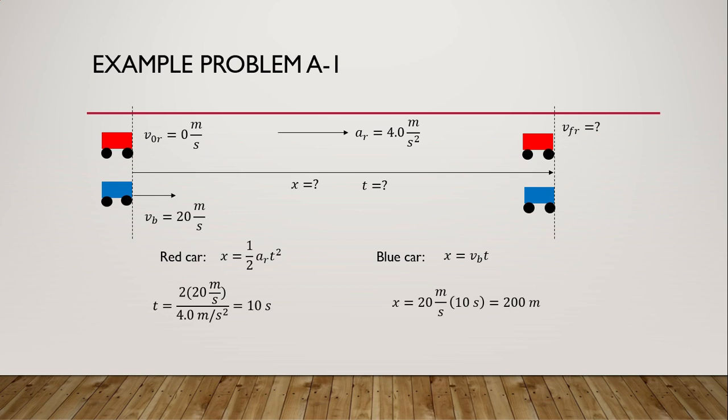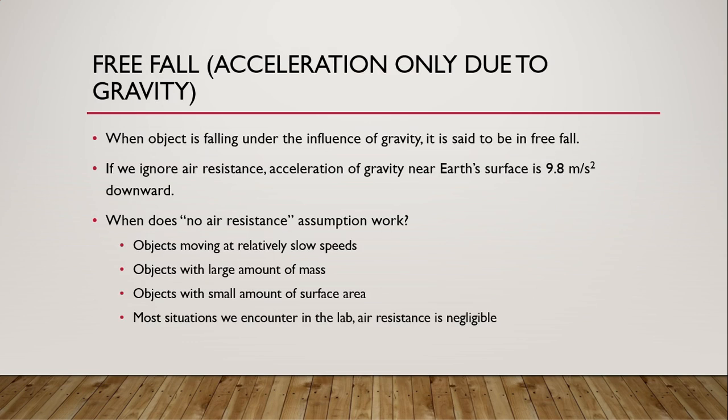So it takes 10 seconds. Here there's one of two ways that I could do this. I could either plug t back into the blue car equation, 20 times 10 equals 200, or I could plug t back into this equation, 1/2 times 4 is 2, times 10 squared 100, 2 times 100 is also 200. So either way you get the same answer. This is an example of what I call a shared variable problem. We have two things moving at once and trying to figure out what's happening with both those objects.